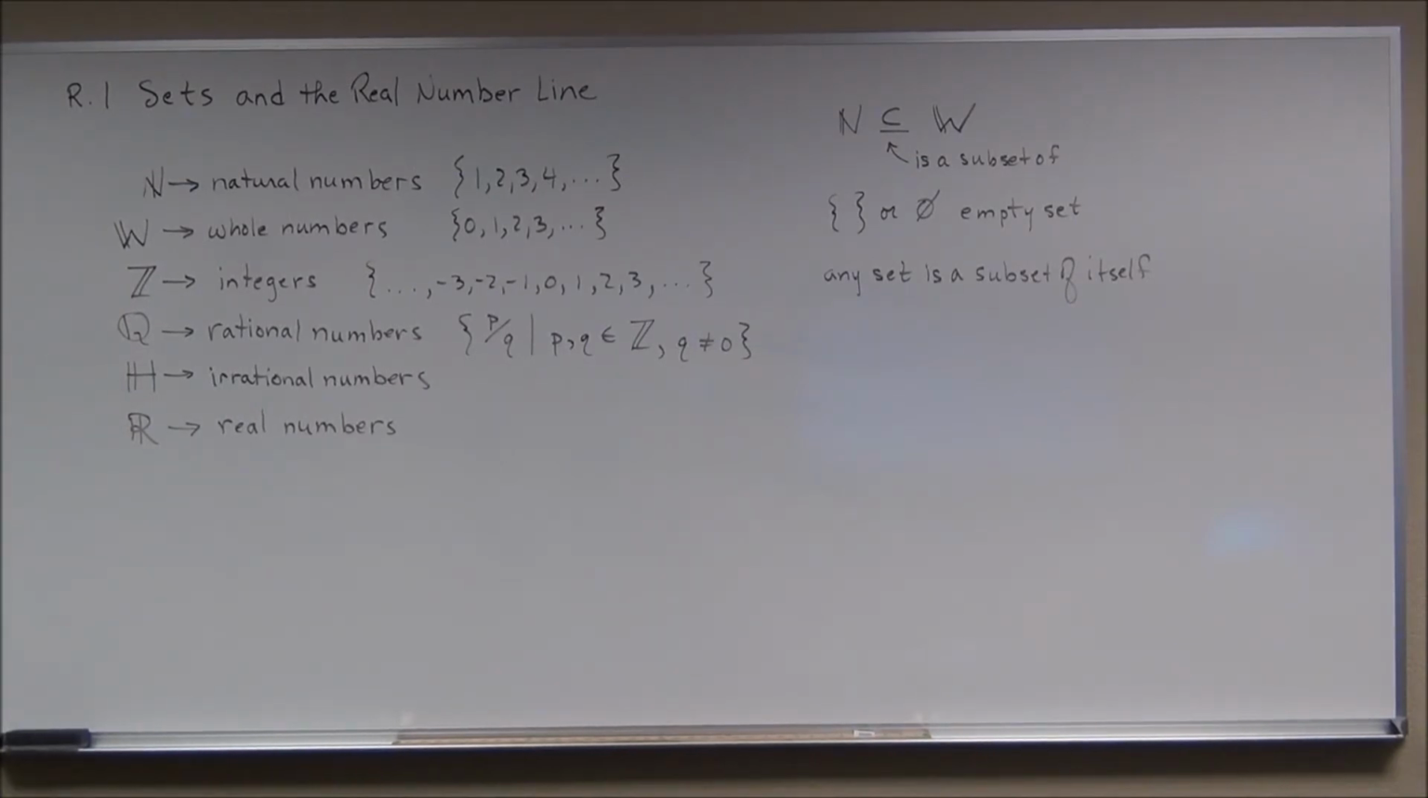Now, the set of real numbers, which for right now is all we're going to be dealing with for quite some time, are the real numbers. That's a capital R with an extra slash through it. And those are all the numbers. Those are all your rational and your irrational numbers combined.